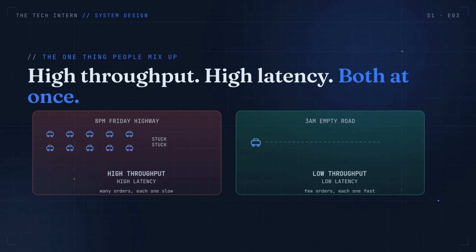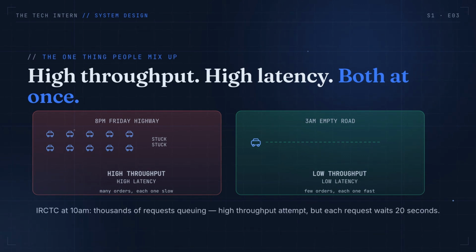Thousands of requests hammering the server simultaneously. Each one taking 20 seconds. High load, terrible latency. Understanding which one is your problem completely changes what you do next.